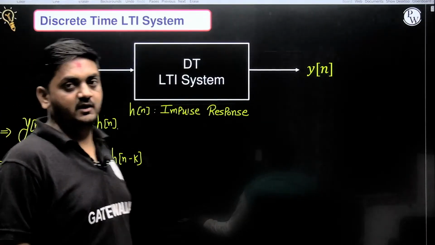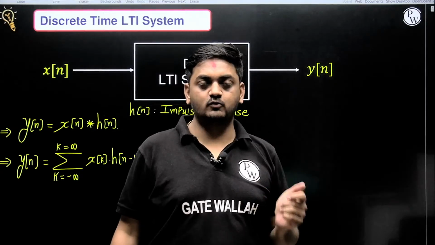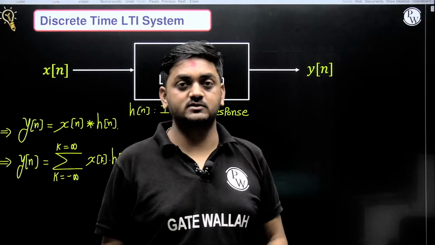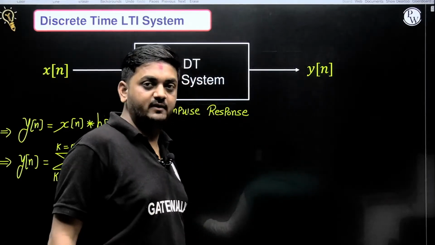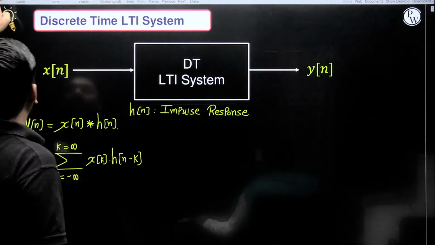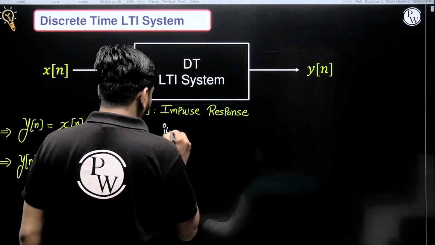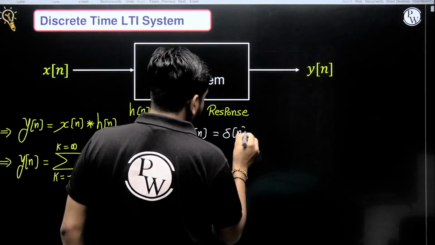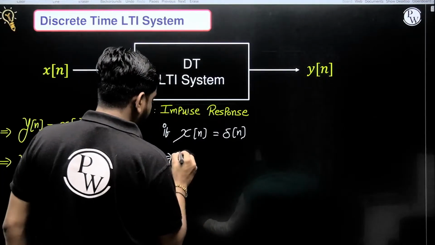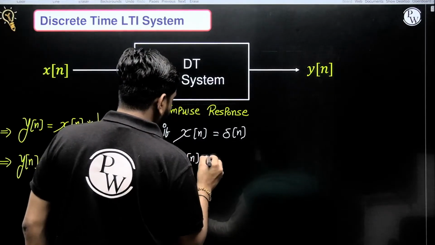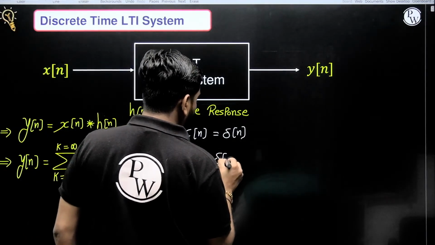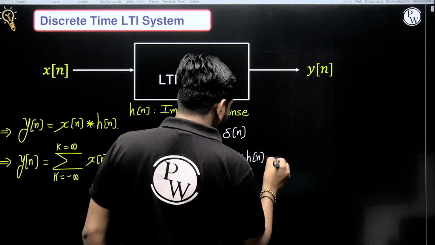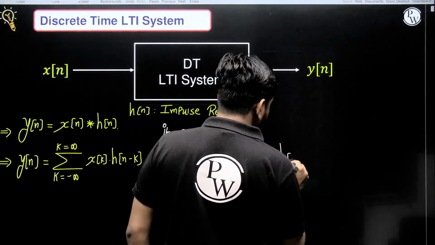Perform the convolution between the two. Again the same thing, guys. If you want to calculate the impulse response, then the input should be an impulse. If you want to calculate the unit step response, then the input should be a unit step. So if x of n is equal to delta n, then y of n will be your impulse response. y of n will be x of n, delta n, convolution h of n, which is nothing but the impulse response h of n only.